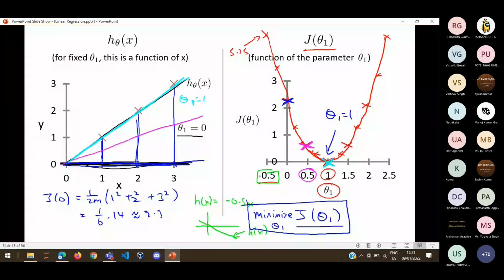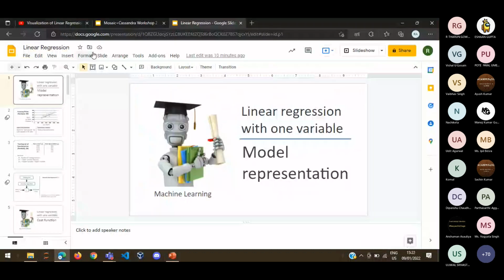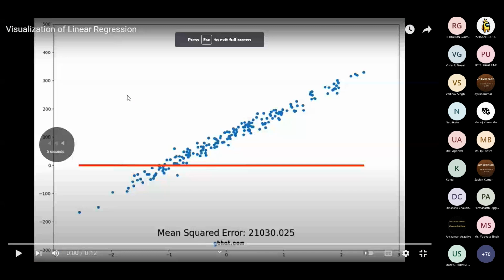Before moving forward, let me show you the visualization of this linear regression. Okay. Is this slide visible? Oh, sorry, this video. Can anyone confirm? Yeah, it's visible.